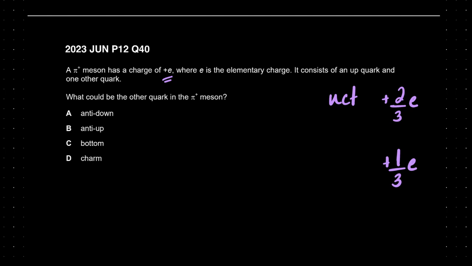So we know that if up, charm, top is 2 by 3, then all of the others, which are down, strange, and bottom, all of these are negative 1 by 3 E. And for this negative to become a positive, I am really just looking for an anti-quark. So anti-down, anti-strange, anti-bottom. So anti-down, the first option, that's what we're looking for, right?